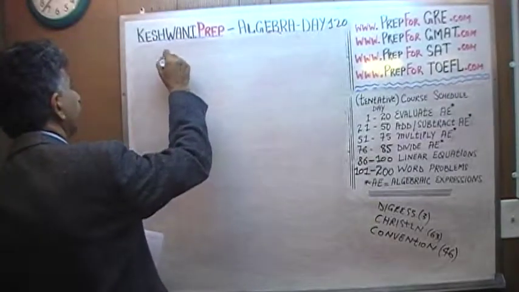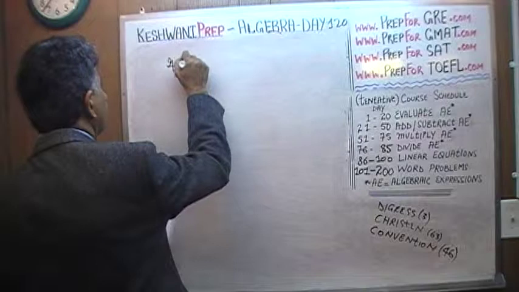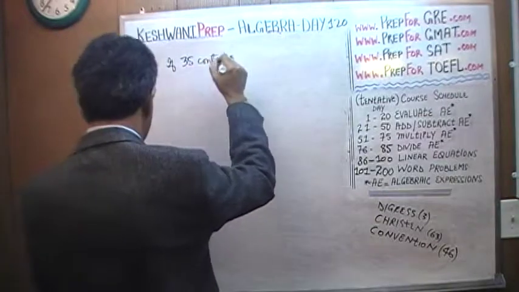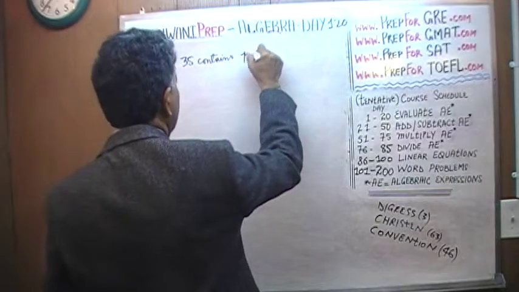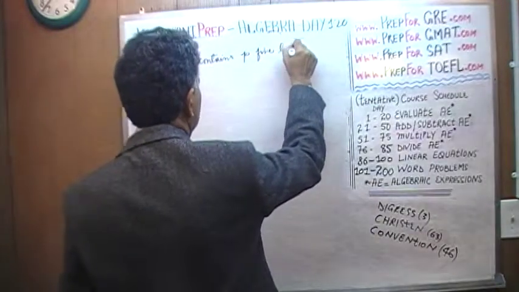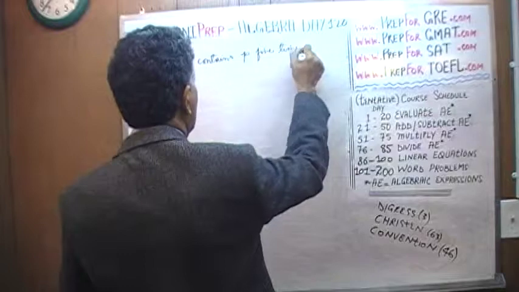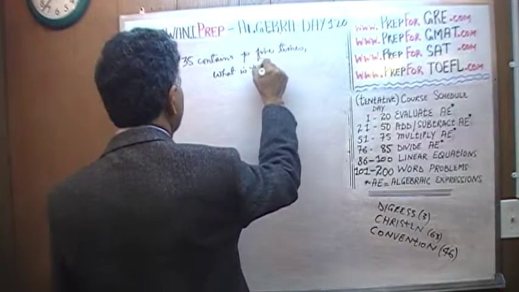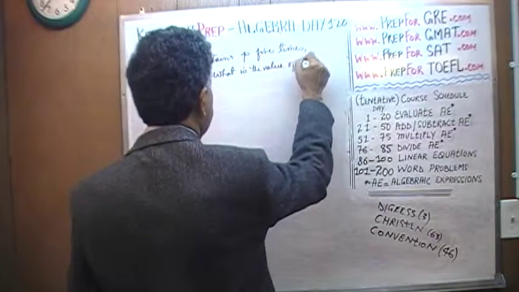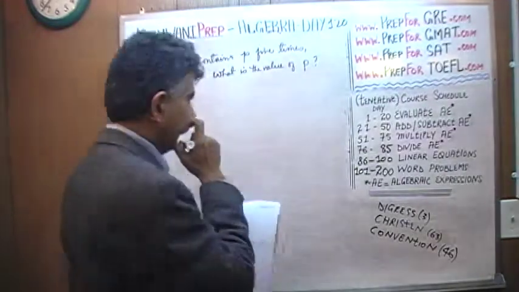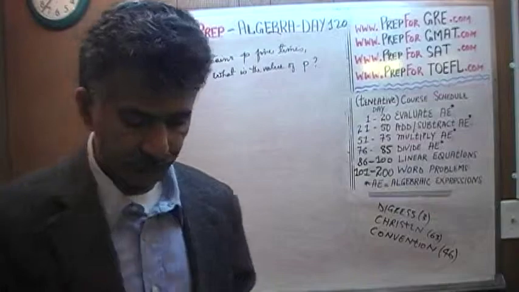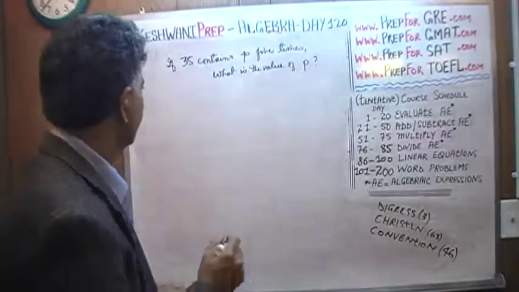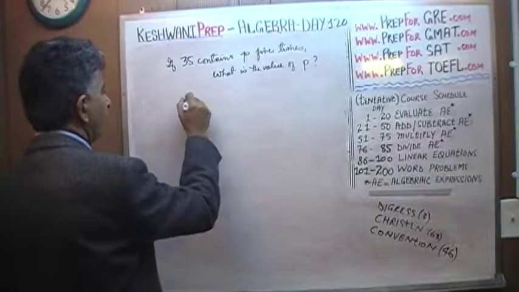If 35 contains P 5 times, what is the value of P? Well, let's see. 35 is made up of 5 P's.